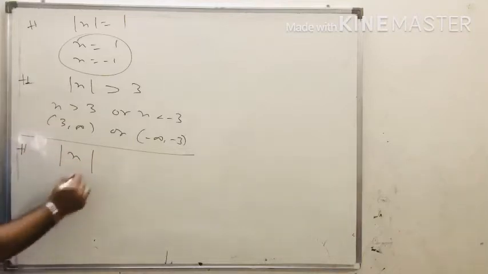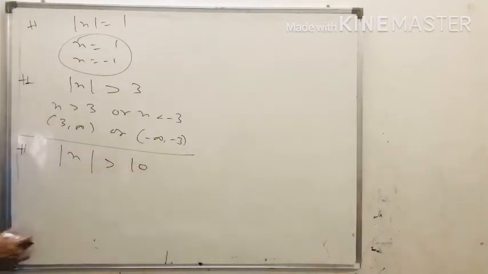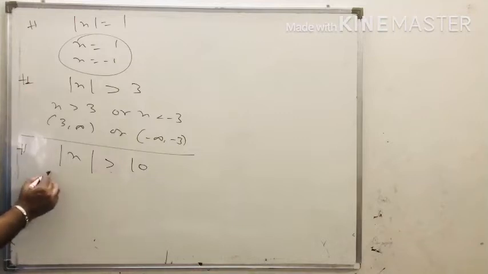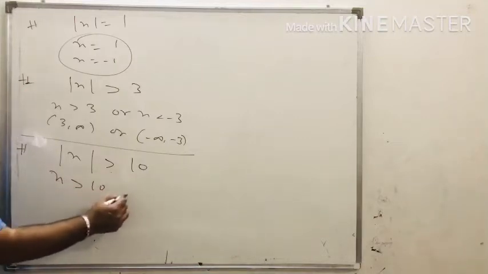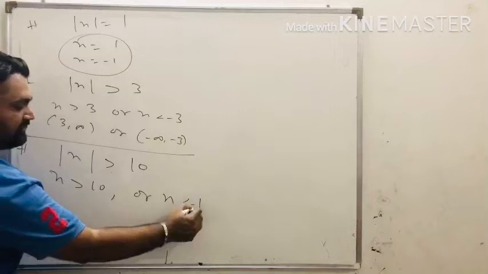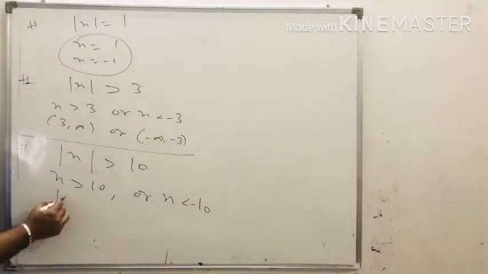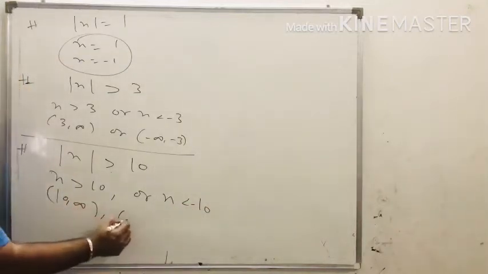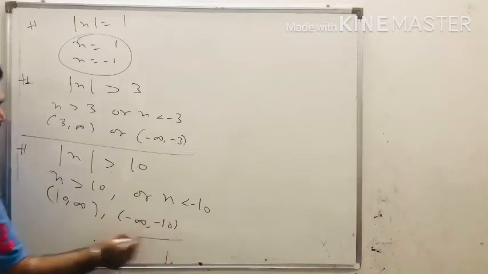Suppose modulus x is greater than 10. Now the sign is greater than, so either x is greater than 10 or x is less than -10. So this is 10 to infinity, and this is minus infinity to -10.